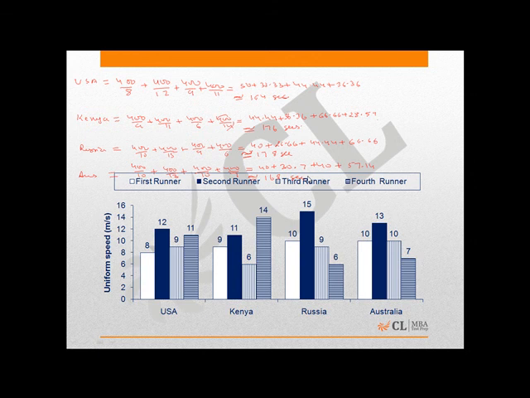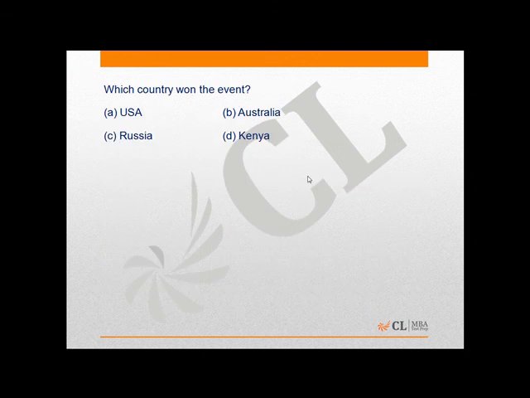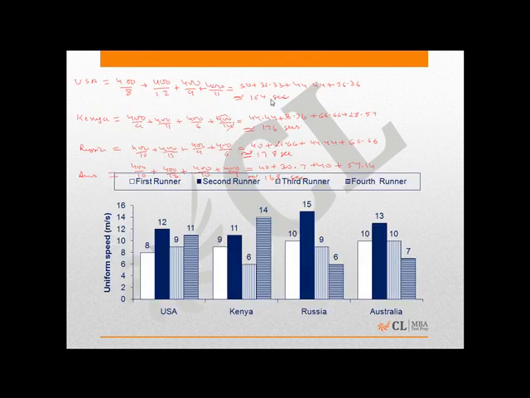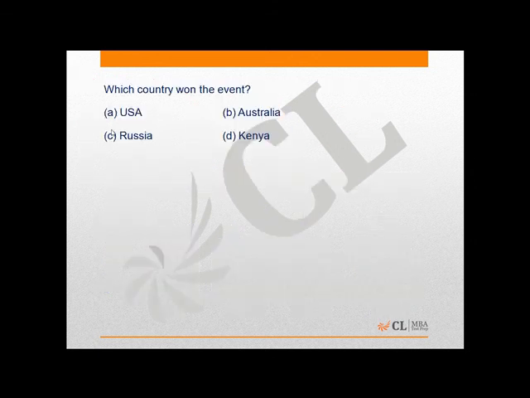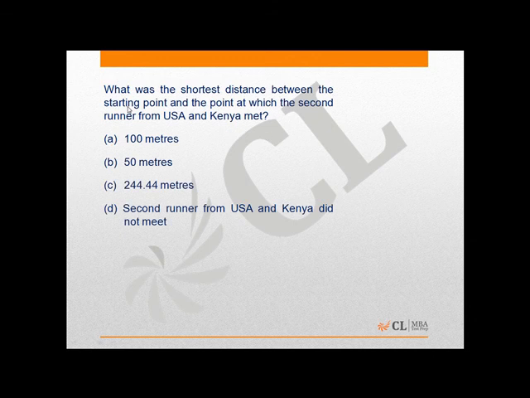Now we can easily answer the question. The first question is, which country won the event? We can clearly see that USA took the minimum composite time of 164 seconds. Hence USA won the event. The answer is option A.